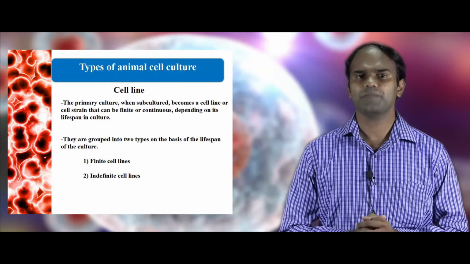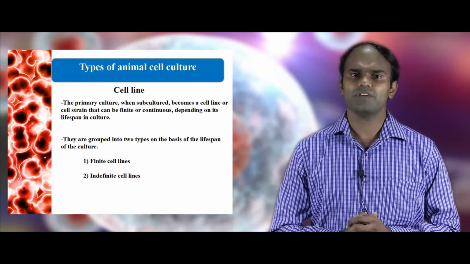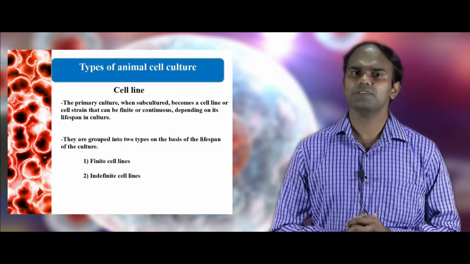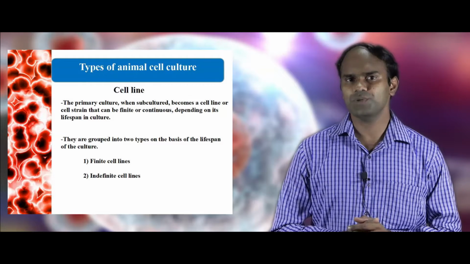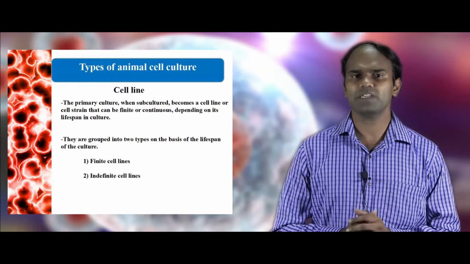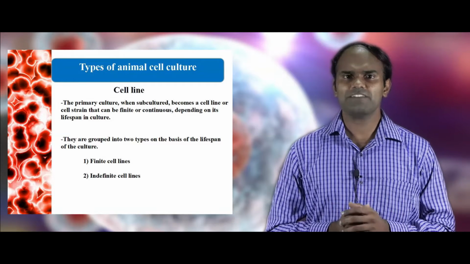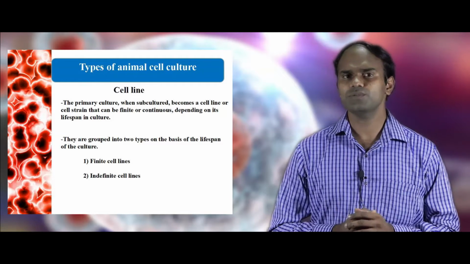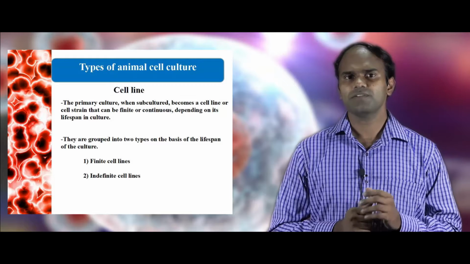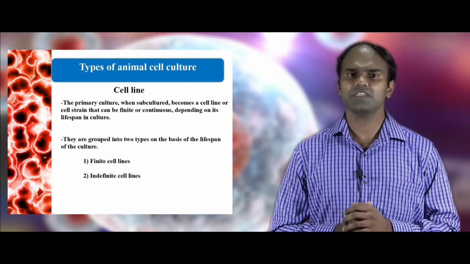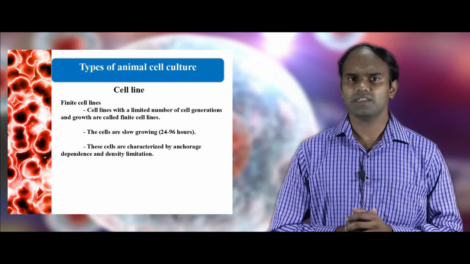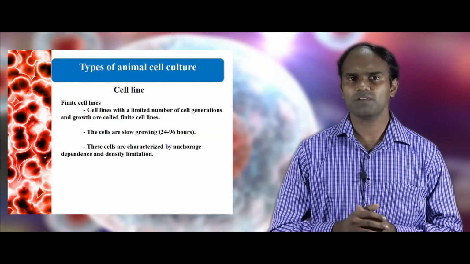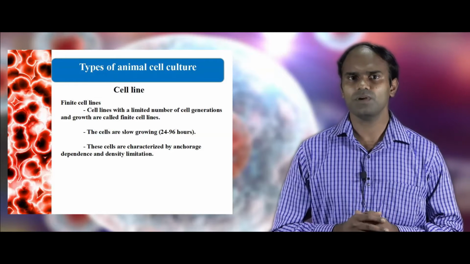What is a cell line? Primary culture, when subcultured, can become a cell line or cell strain that can be finite or continuous depending on the lifespan in the culture. So, according to the lifespan in the culture, it can be divided into two types. One is finite cell line, another one is indefinite cell line. Now, we see about finite cell line. What is a finite cell line? Cell lines with a limited number of generations or growth are called finite cell lines.